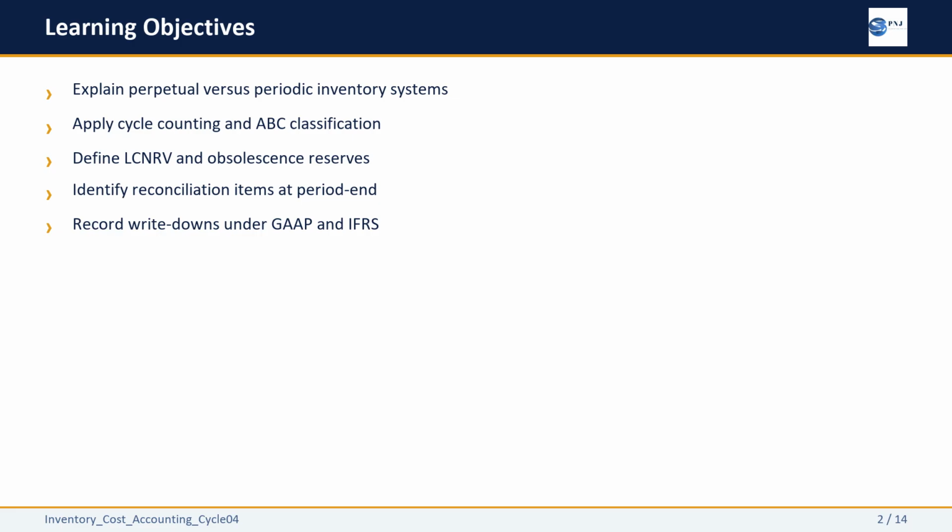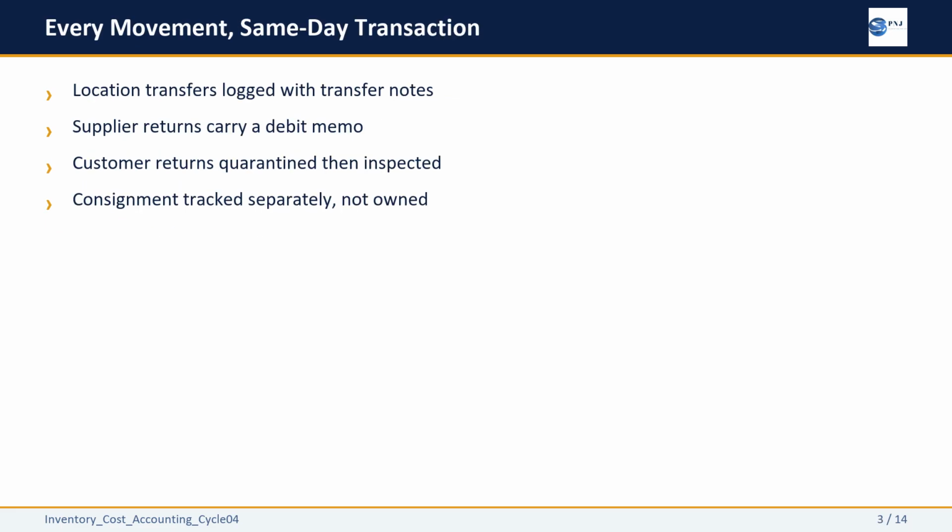Let us start with how inventory moves. Here is the foundational rule of inventory control. Every physical movement must be matched by a same-day system transaction. The moment stock moves, the record moves with it. Location transfers get transfer notes. Supplier returns go out with a debit memo. Customer returns are quarantined first, then inspected, and only then restocked or scrapped, never blindly put back.